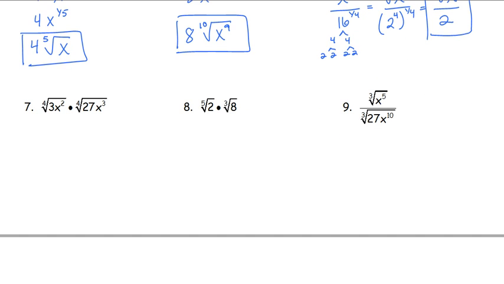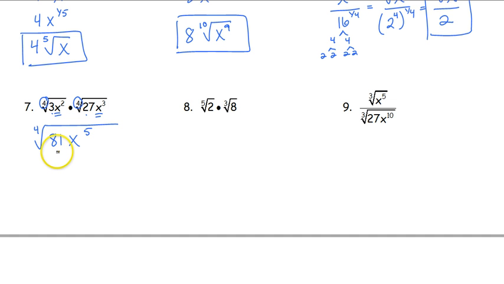Number 7, we've got these two radicals that are being multiplied. The first thing that I notice is they're both to the 4th root. So I can go ahead and put them underneath one radical. 3 times 27 is 81. x squared times x to the 3rd. I'm multiplying like bases, which means I'm going to add the exponents to get x to the 5th.